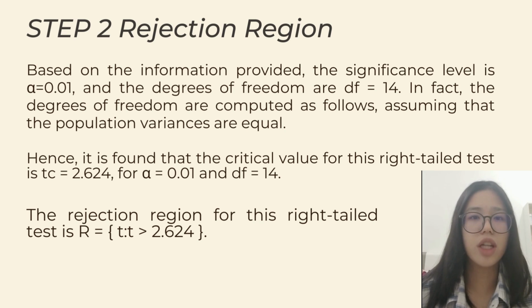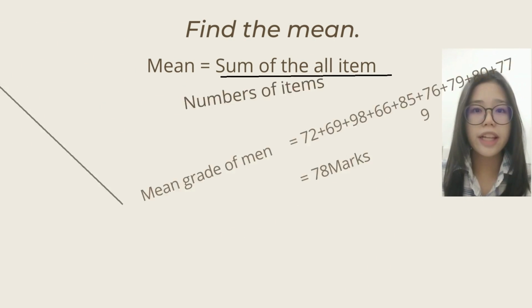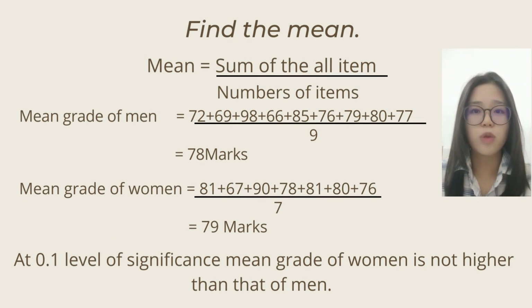The degrees of freedom are computed as follows, assuming that the population variances are equal. Hence, it is found that the critical value for this right tail test is tc equals 2.624, for alpha 0.01 and df 14. Therefore, the rejection region for this right tail test is R: t is greater than 2.624. So, let us look at the next slide on how to find the mean.